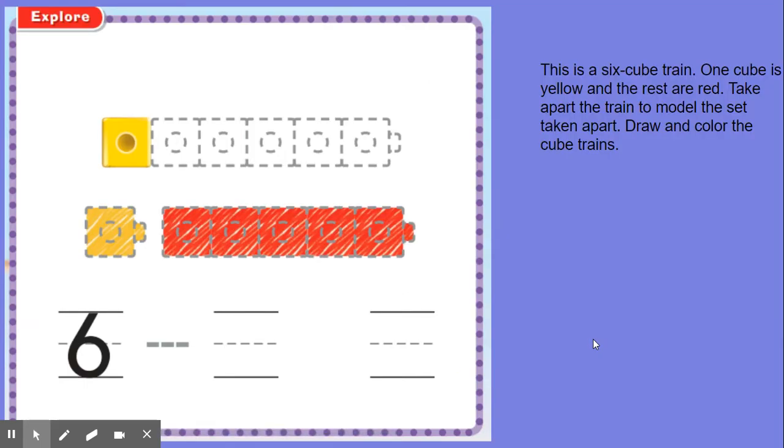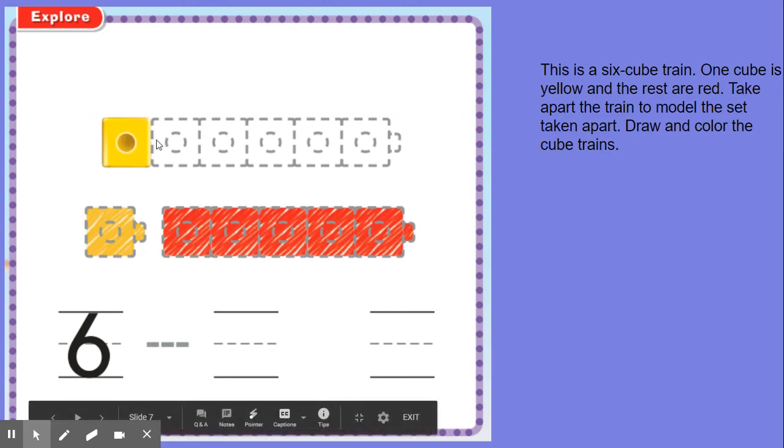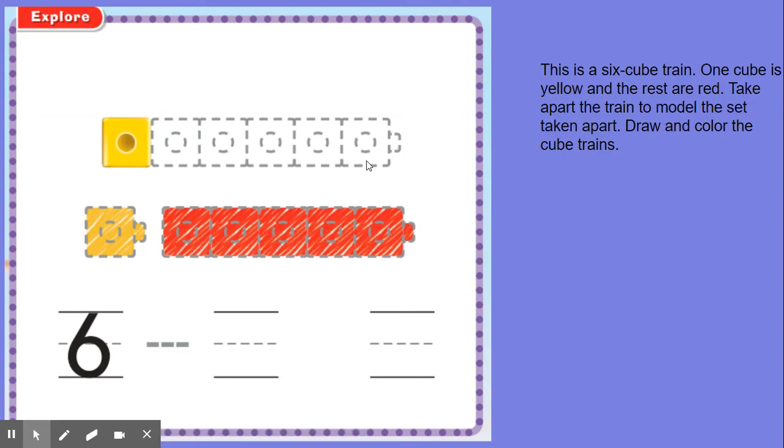Ms. Blanks is going to model and explain how you decompose numbers up to 10. So let's start with this. This is a 6-cube train. 1, 2, 3, 4, 5, 6. One cube is yellow and the rest are red. Take apart the train to model the set taken apart. Draw and color the cube trains.